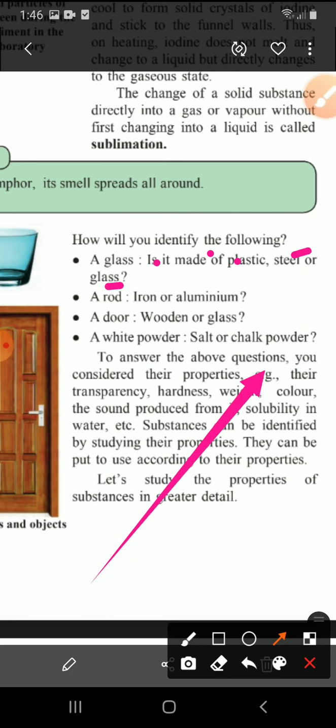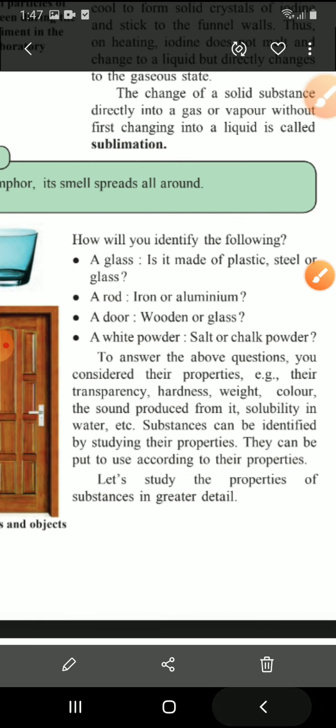To answer the above questions, you consider their properties. For example, their transparency, hardness, weight, color, the sound produced from it, solubility in water, etc. Substances can be identified by studying their properties. They can be put to use according to their properties. Let us study the properties of substances in greater detail.